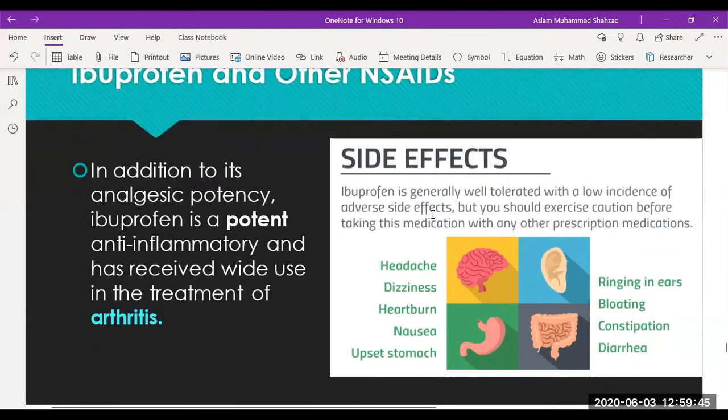Then we have ibuprofen and other NSAIDs, which are used as anti-inflammatories and for the treatment of arthritis, but they have some disadvantages like headache, dizziness, heartburn, nausea, stomach upset, ringing in the ears, bloating, constipation, and diarrhea.